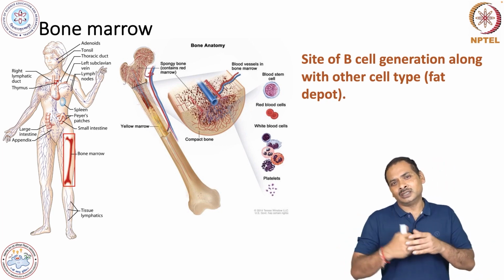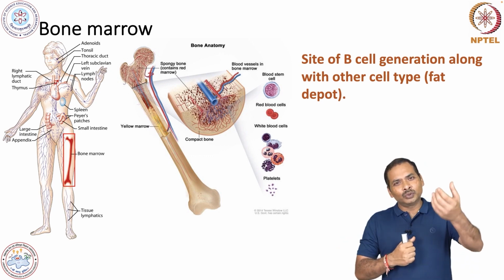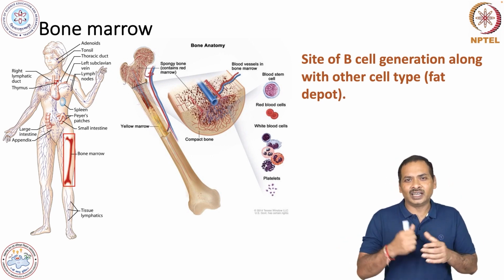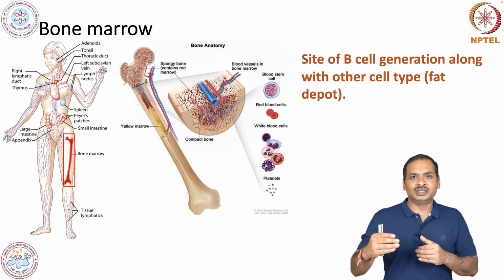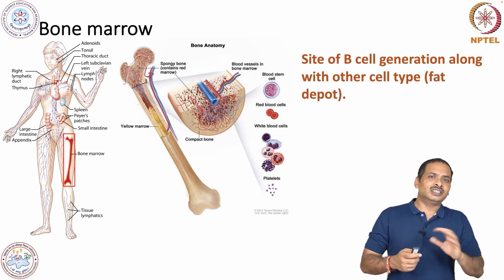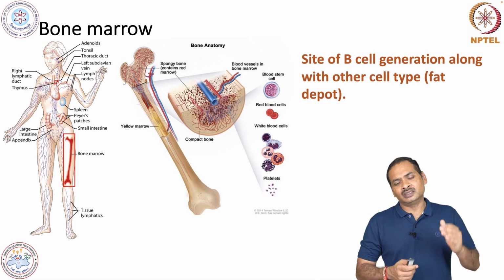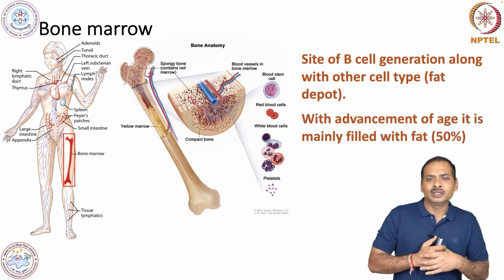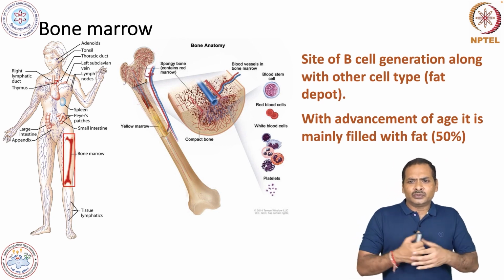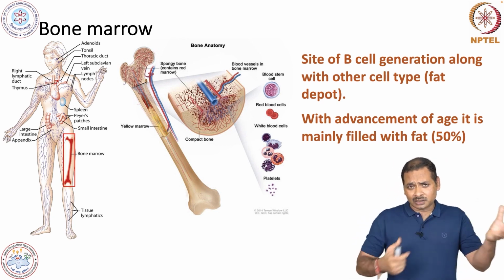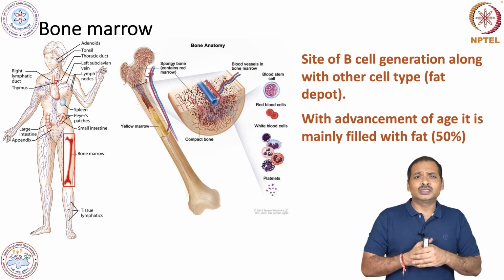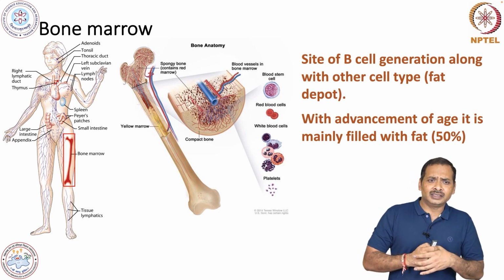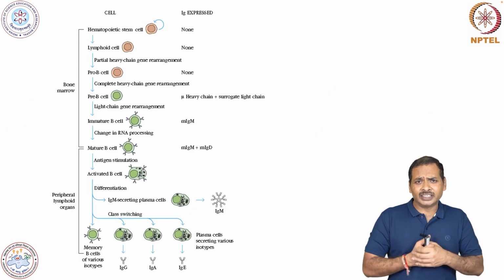This bone marrow also ages with aging, meaning that most of the bone marrow cavity is filled with fat cells as the individual ages, and probably due to that there is a decline of immunity in those individuals. With the advancement of age, most of this bone marrow cavity is filled with fat cells, about 50%, and this is a site for B cells.